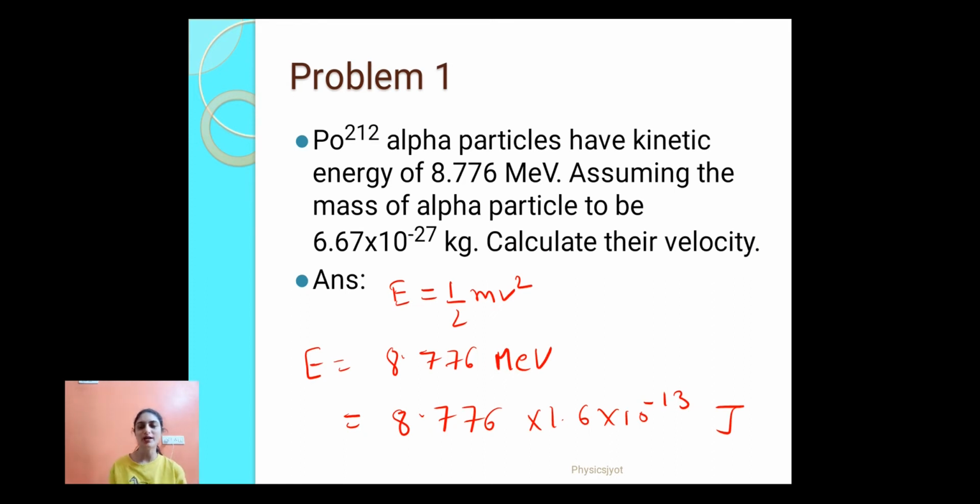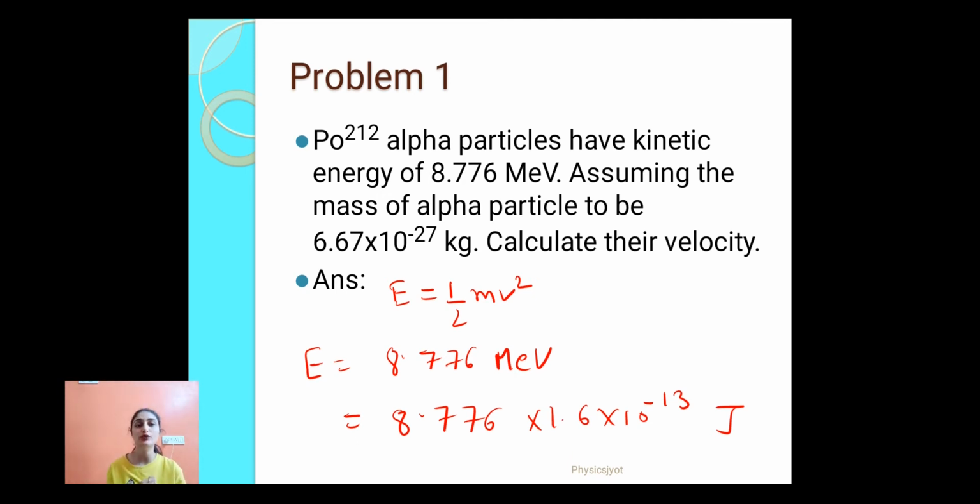So let us start with a problem. Polonium 212 alpha particles have kinetic energy of 8.776 million electron volt. Assuming the mass of alpha particle to be 6.67 into 10 raised to minus 27 kg, calculate their velocity. Now, the very simple formula which we have to use over here is E equals to half mv square. That is how we calculate the kinetic energy.